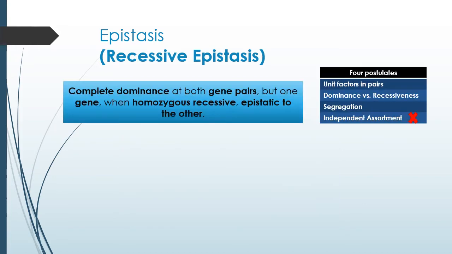Let us now proceed to recessive epistasis. In recessive epistasis, there is complete dominance at both gene pairs, but one gene, when homozygous recessive, is epistatic to the other.